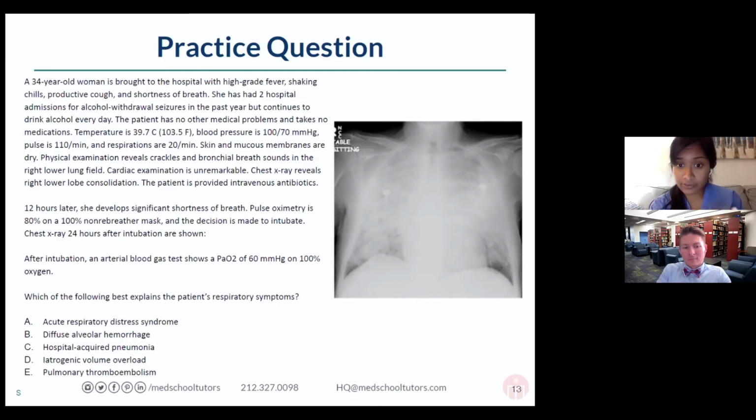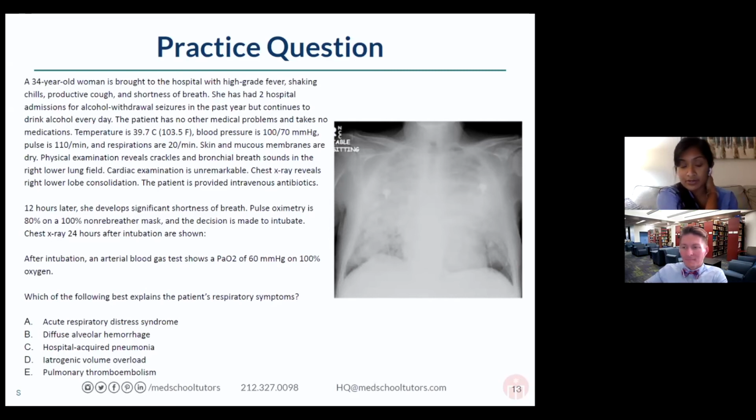But then after getting treated with antibiotics and after having some time away from alcohol as well, she's having severe shortness of breath with a, I would submit, bilateral diffuse infiltrate, almost complete whiteout of bilateral lungs. You can really see the central predominant opacities completely obscuring bilateral lung fields. And then we see an ABG showing PaO2 of 60 on 100% oxygen.